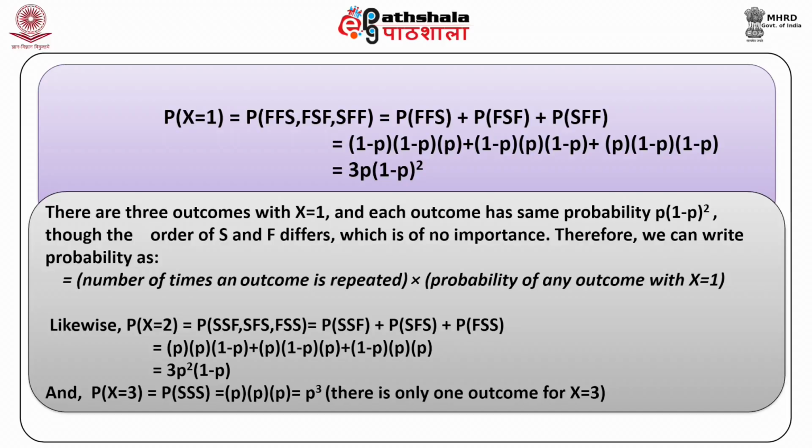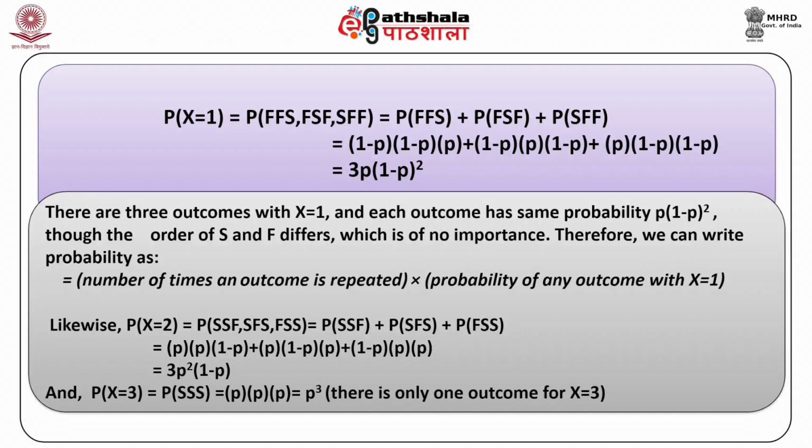Now, there are three outcomes with x equal to 1, and each outcome has the same probability, P times (1 minus P) whole squared. Though the order of S and F differs, which is of no importance, because whether success occurs in the first trial or second or third, in a way it does not matter. Therefore, we can write this probability as the number of times an outcome is repeated times the probability of any outcome with x equal to 1.